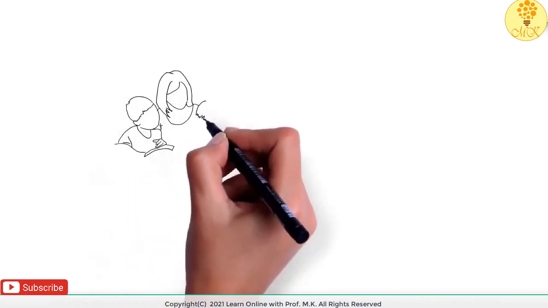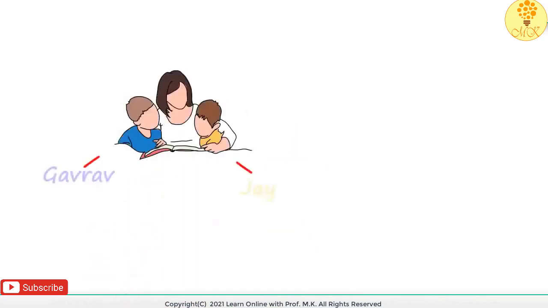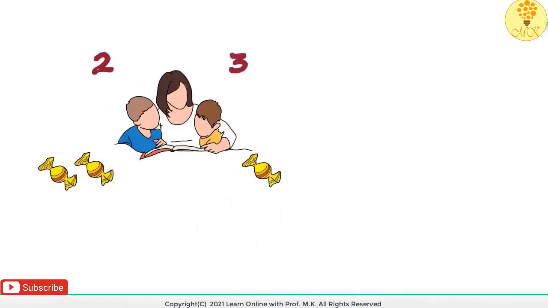To understand ratios, you just need to understand this simple story. Gaurav and Jay used to receive chocolates from a mysterious magic hand every day. But the magic hand was a little biased towards Jay. Every time it gave 2 chocolates to Gaurav, it gave 3 to Jay. 2 to Gaurav and 3 to Jay. Nobody knew why. Of course, Jay did not complain.